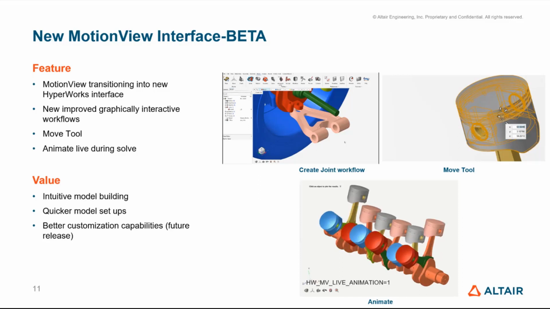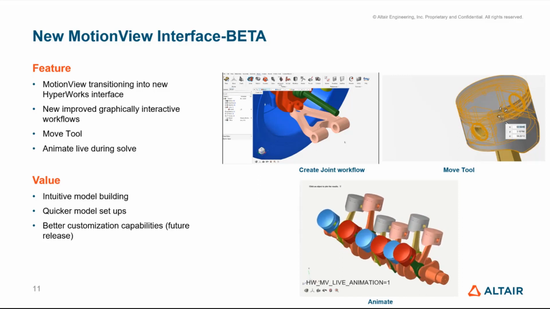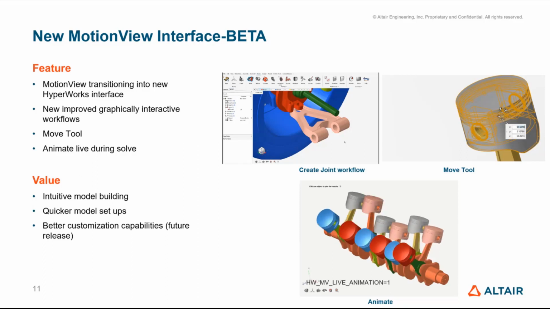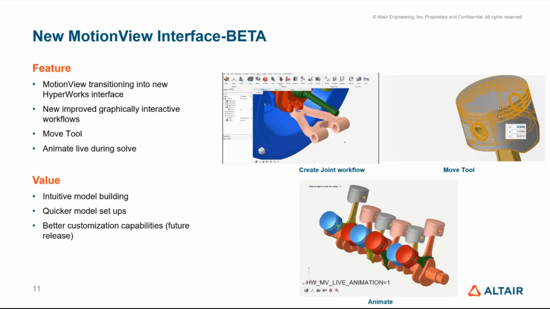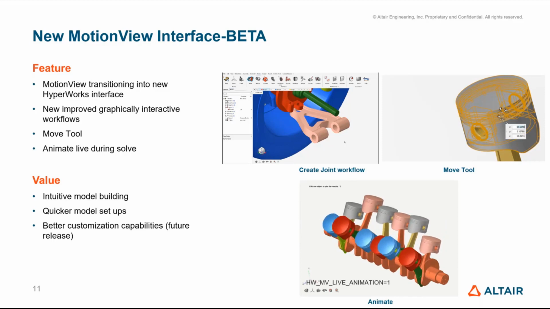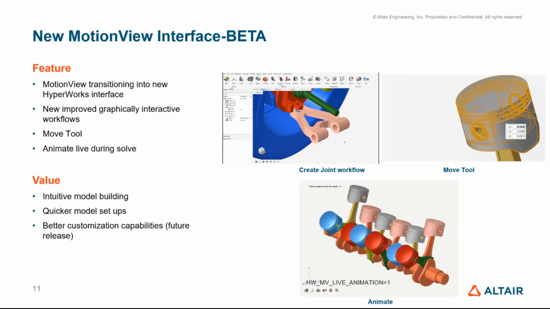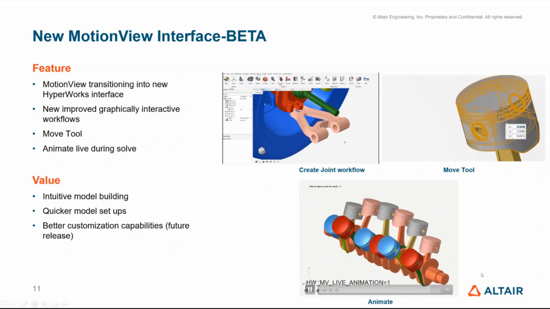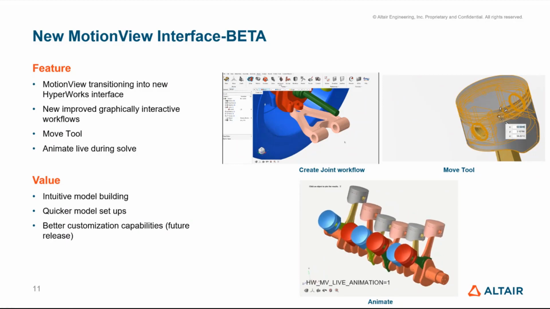There's also a new live animation. In previous versions, the solver would be running offline only, meaning Motion View creates an input deck and sends it to the solver. In the new Motion View, Altair's MotionSolve can directly interact with Motion View itself, meaning you can see the animation as the simulation runs. Right now, this is only available as a beta feature, so you need to use an environment variable called HW_LIVE_ANIMATION equal to 1, as shown down here. This will provide you access to the live animation.